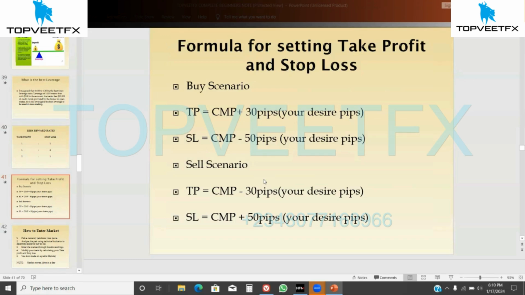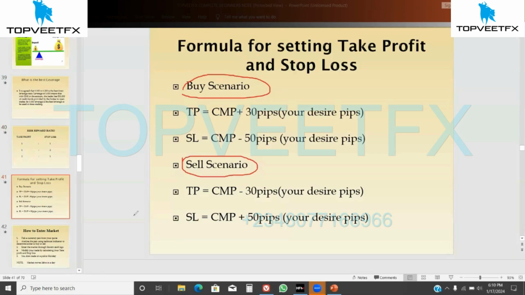Formula for setting take profit and stop loss. On this, we have a case of buy scenario and also a sell scenario. What it means is that for any trade you pick on a buy, there is always a way to calculate the stop loss and the take profit.